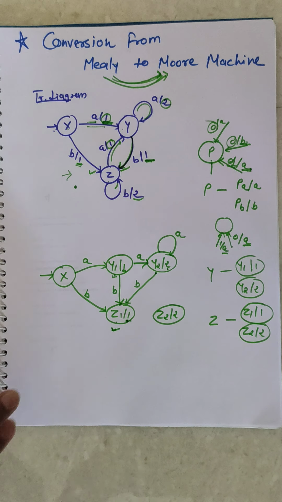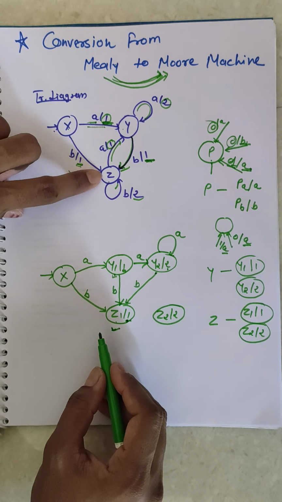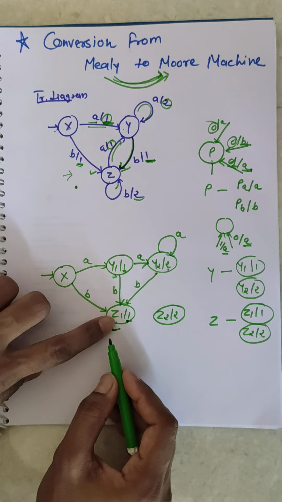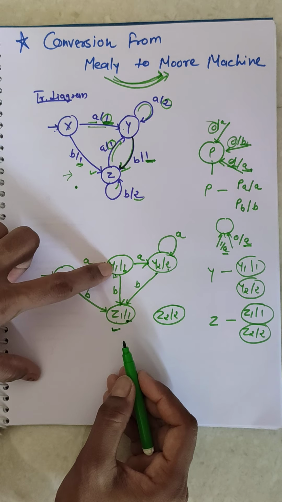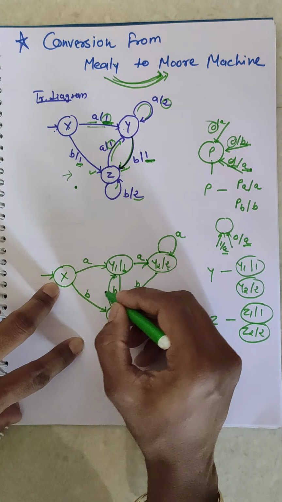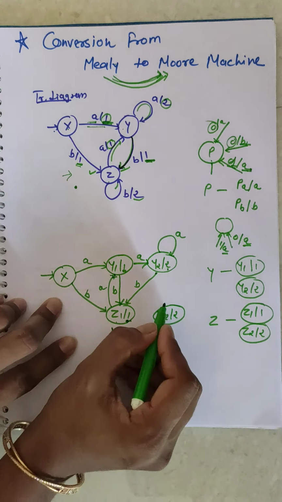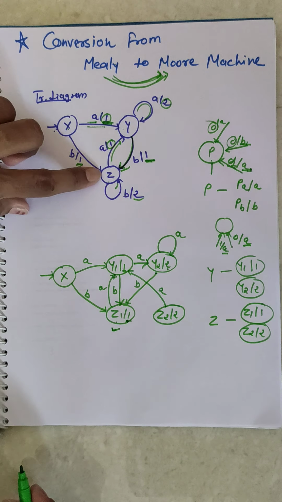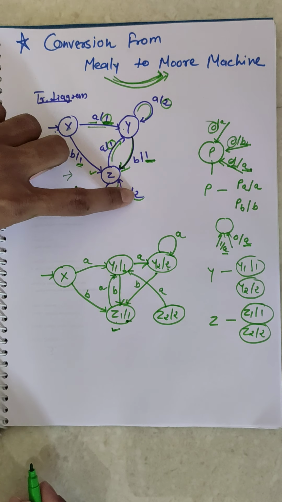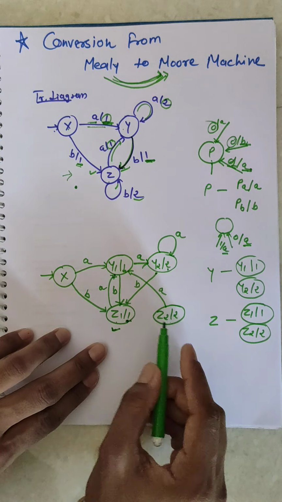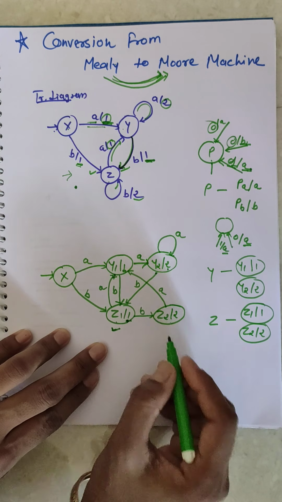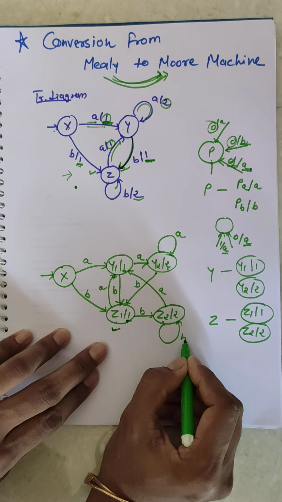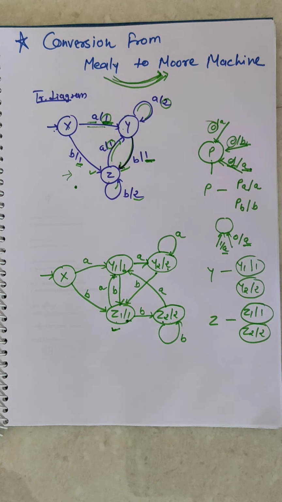Now come to Z. Z of A to Y with output 1. So Z of A, Y with output 1, this one. Same way for this, A with output 1. And Z of B is Z itself with output 2. So Z with output 2, this one. So Z of B is Z with output 2.